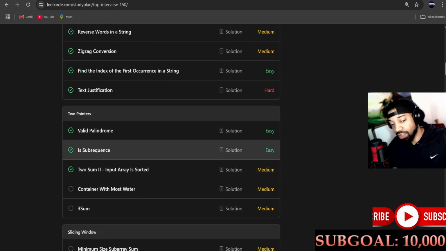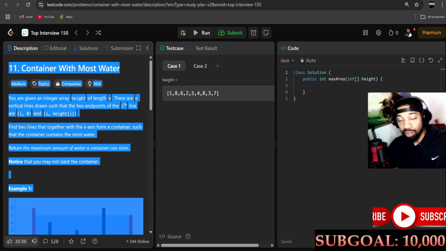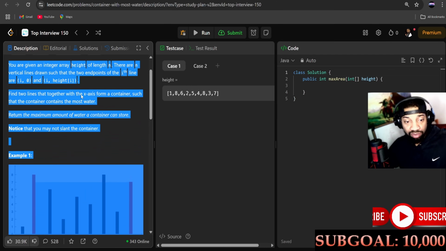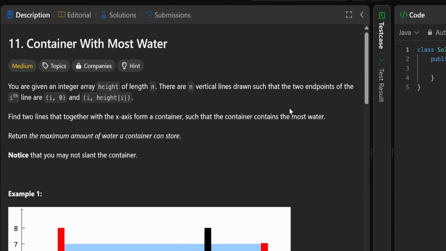Today's question is going to be container with most water. So we'll go ahead and click on there. We already copied from the bottom to the top. It has a little graph in there. I'll show that real quick. This is the problem in full if you want to see it.